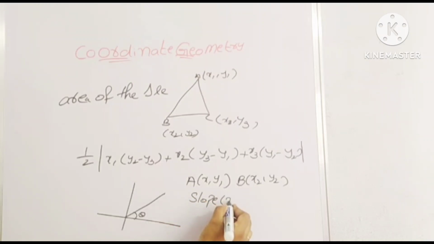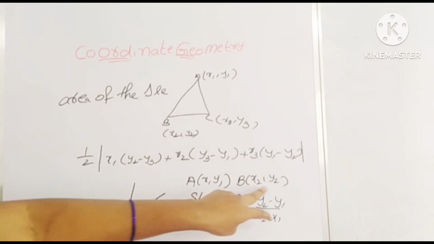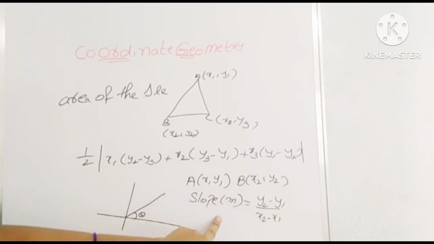The slope can be denoted by the letter m, which is y2 minus y1 by x2 minus x1. This is the slope between the two points x1 comma y1 and x2 comma y2. So this is the formula for slope: m is equal to y2 minus y1 by x2 minus x1.